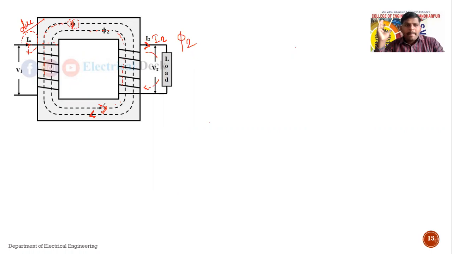Getting what I am telling? So one flux flows in this direction, that is the main flux phi, and some flux is produced in the opposite direction. This flux is nothing but phi 2. This flux, produced due to the secondary winding current, is opposite to the primary flux. So it weakens the value of the main flux, or distorts it. Getting it?